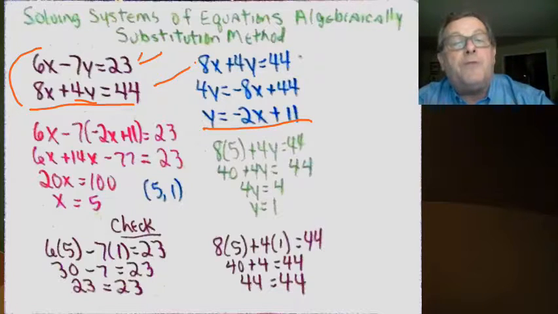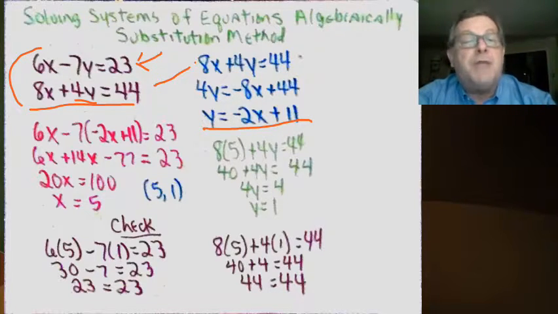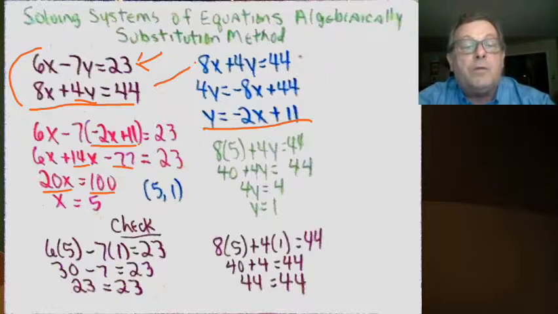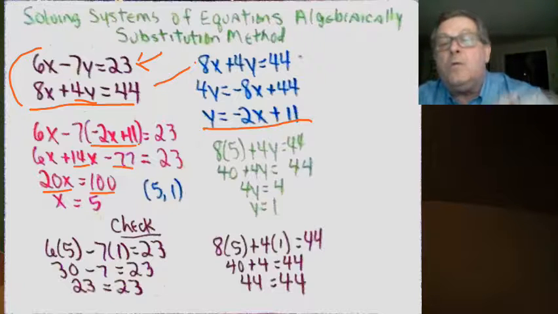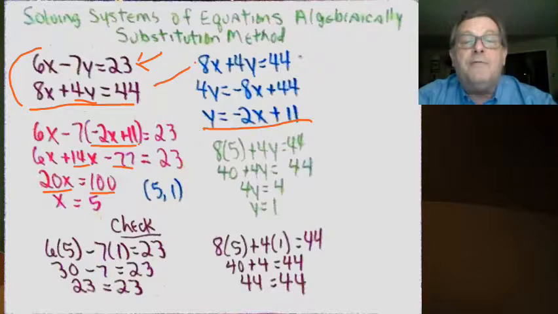So I've got y equals minus 2x plus 11. I'm going back up here to my first equation now, and I'm going to substitute that in for y. So I've got 6x minus 7, and here's where I substitute the minus 2x plus 11 for y, equals 23. Well, 6x, and I'm going to distribute this minus 7. Minus 7 times minus 2x is going to give me 14x, and minus 7 times 11 gives me minus 77. Now I'm going to combine like terms. 6x and 14x is 20x, and when I add 77 to both sides, 77 plus 23 equals 100. I'm going to divide both sides by 20, and I've got x is equal to 5.